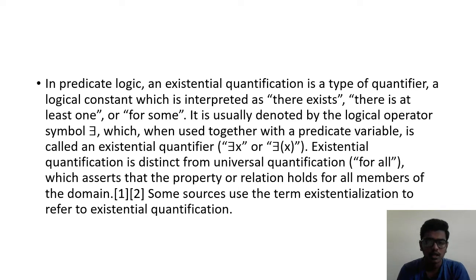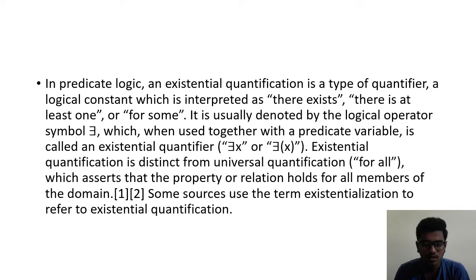In predicate logic, an existential quantification is a type of quantifier, a logical constant which is interpreted as there exists, there is at least one, or for some. It is usually denoted by the logical operator symbol, which when used together with a predicate variable is called an existential quantifier. Existential quantification is distinct from universal quantification, which asserts that the property or relation holds for all members of the domain. Some sources use the term existentialization to refer to existential quantification.